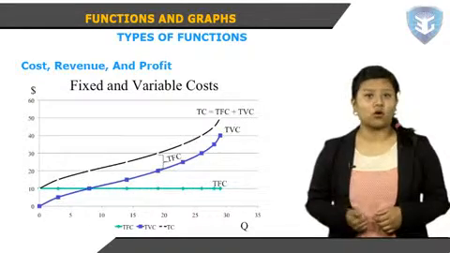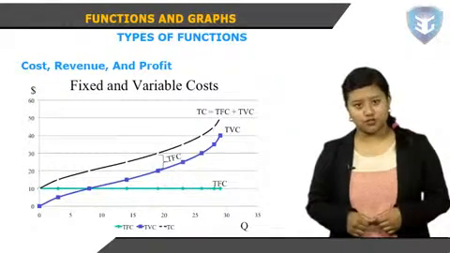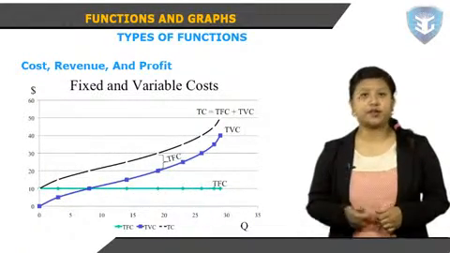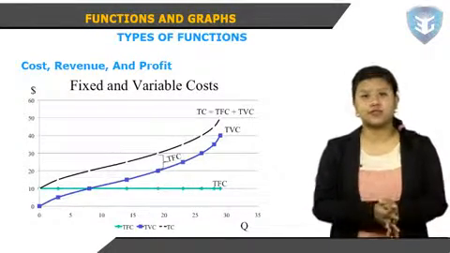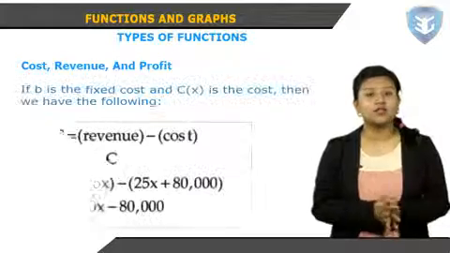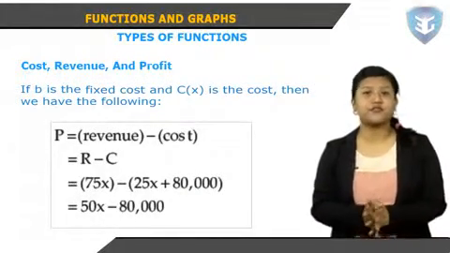The variable cost depends on the amount of production. They include the cost of the material and labor. Total cost, or simply cost, is the sum of the fixed and the variable cost. Cost equals variable cost plus the fixed cost.